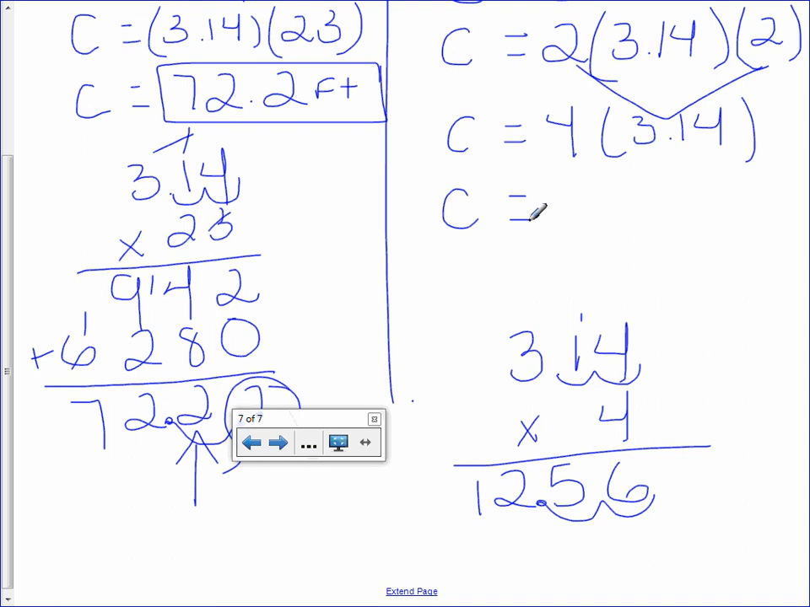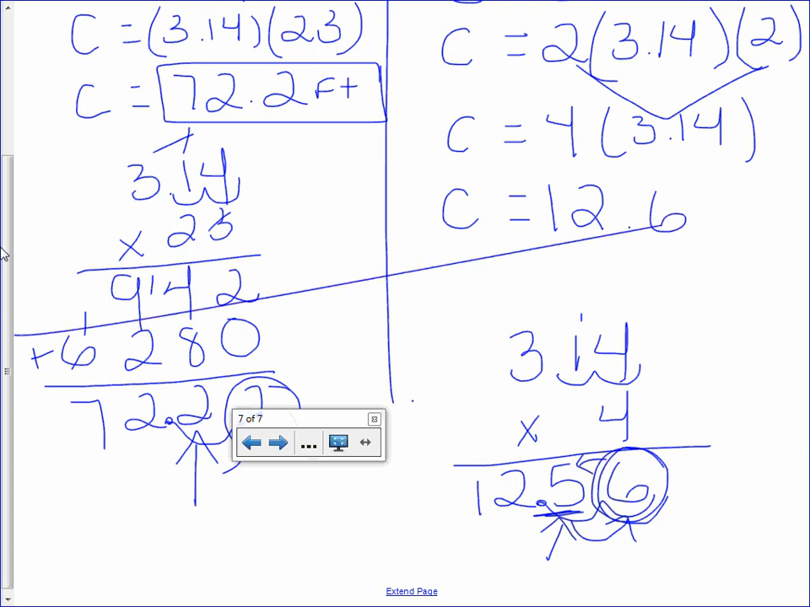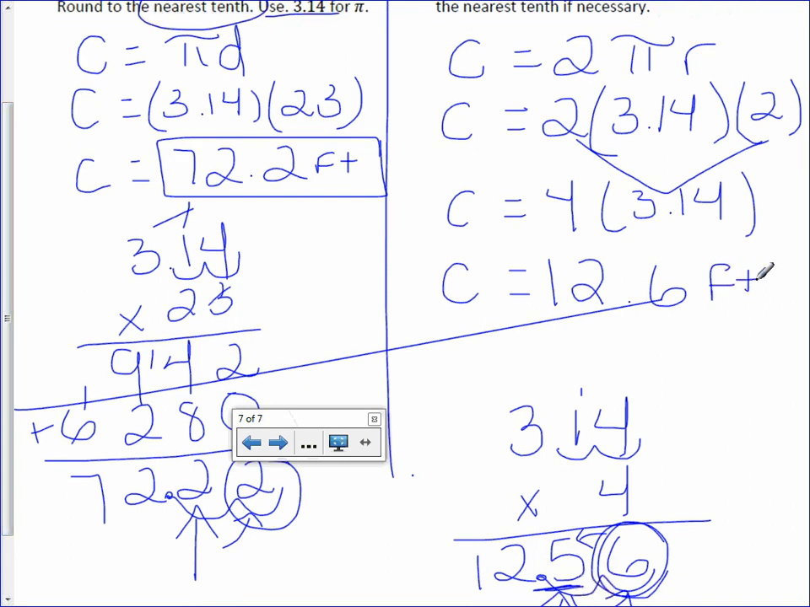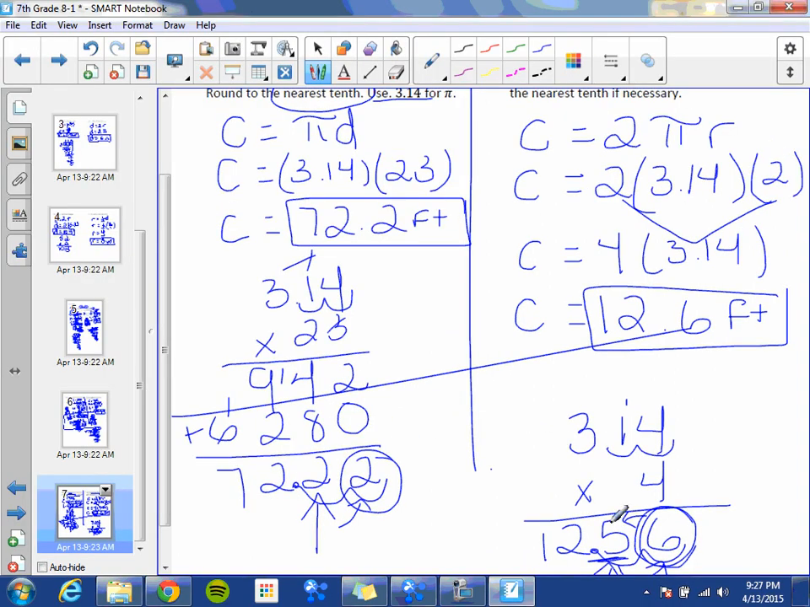However, the directions tell me to round to the nearest tenth. 5 is in the tenths place. In order to figure out if that stays a 5 or becomes a 6, I need to look next door. Because this number right here is bigger than 5, what happens is it bumps this number up 1. So your answer would be 12.6 feet. And that's the end of lesson 1.